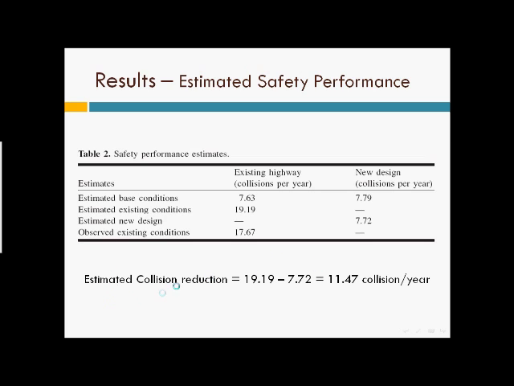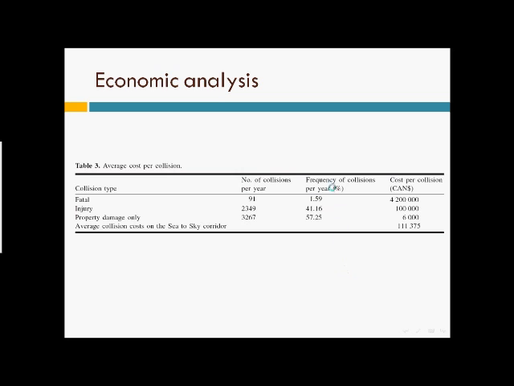If you want to estimate how much collision is reduced, we can take 19.9, which is the estimated, minus the estimated in the new design. We get 11.47 collisions per year. And if we want to get the average cost per collision, we have some values for the fatal, injury, and property damage only, and we can get the cost. The approximated cost used in this case study was 4.2 million Canadian dollars per fatal, 100,000 for injury, and 6,000 for property damage only.